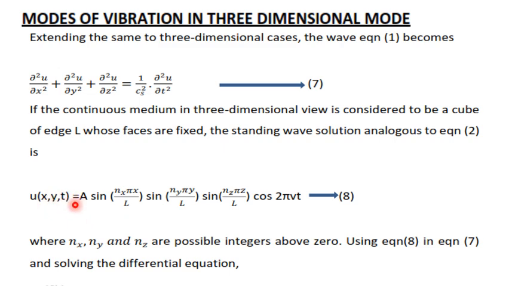In the one-dimensional case, what do we see? Only u of x comma t: A sin n pi x by L cos 2 pi nu t. This only happens in a one-dimensional mode.